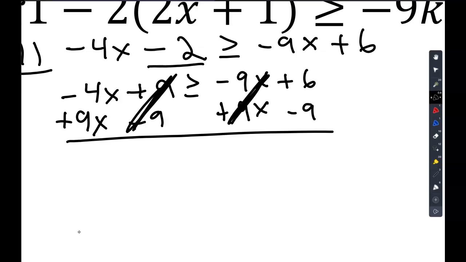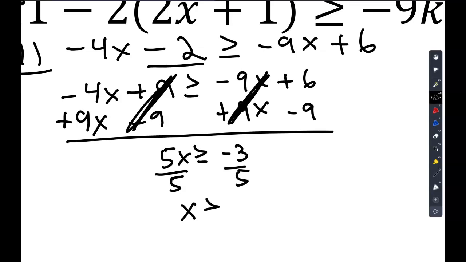Okay, here, 9 plus 4, different signs, find the difference. You're going to have 5x is greater than or equal to 6 plus a -9, different signs, find the difference, -3. And then you just divide by 5. It doesn't come out evenly, but it is positive, so we keep the sign the same, and x is greater than or equal to -3 over 5.